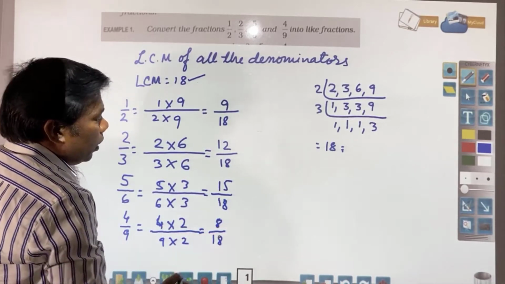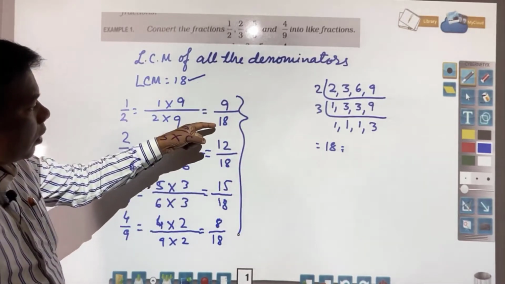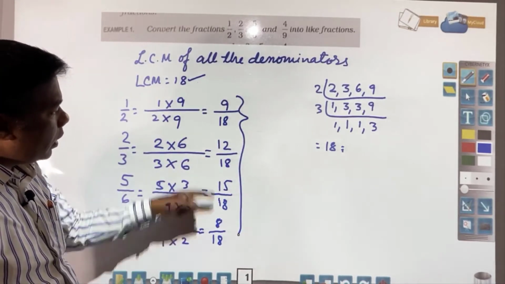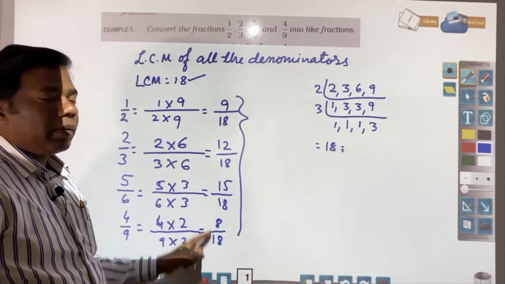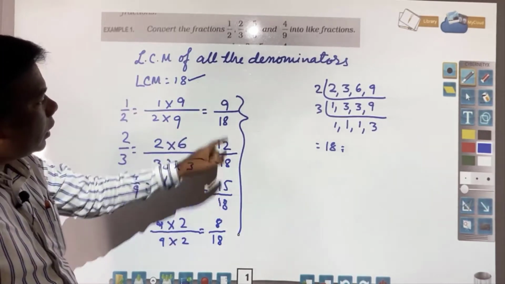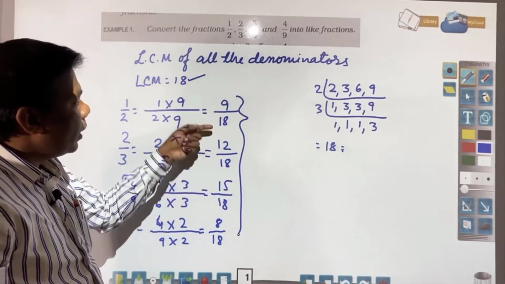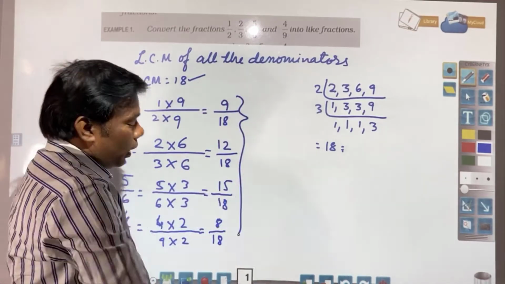Now you see, these all have the same denominator: 18, 18, 18, 18. So these have been converted into like fractions. We had unlike fractions, and these have been converted into like fractions having equal denominators. So in this way it is required to be converted.